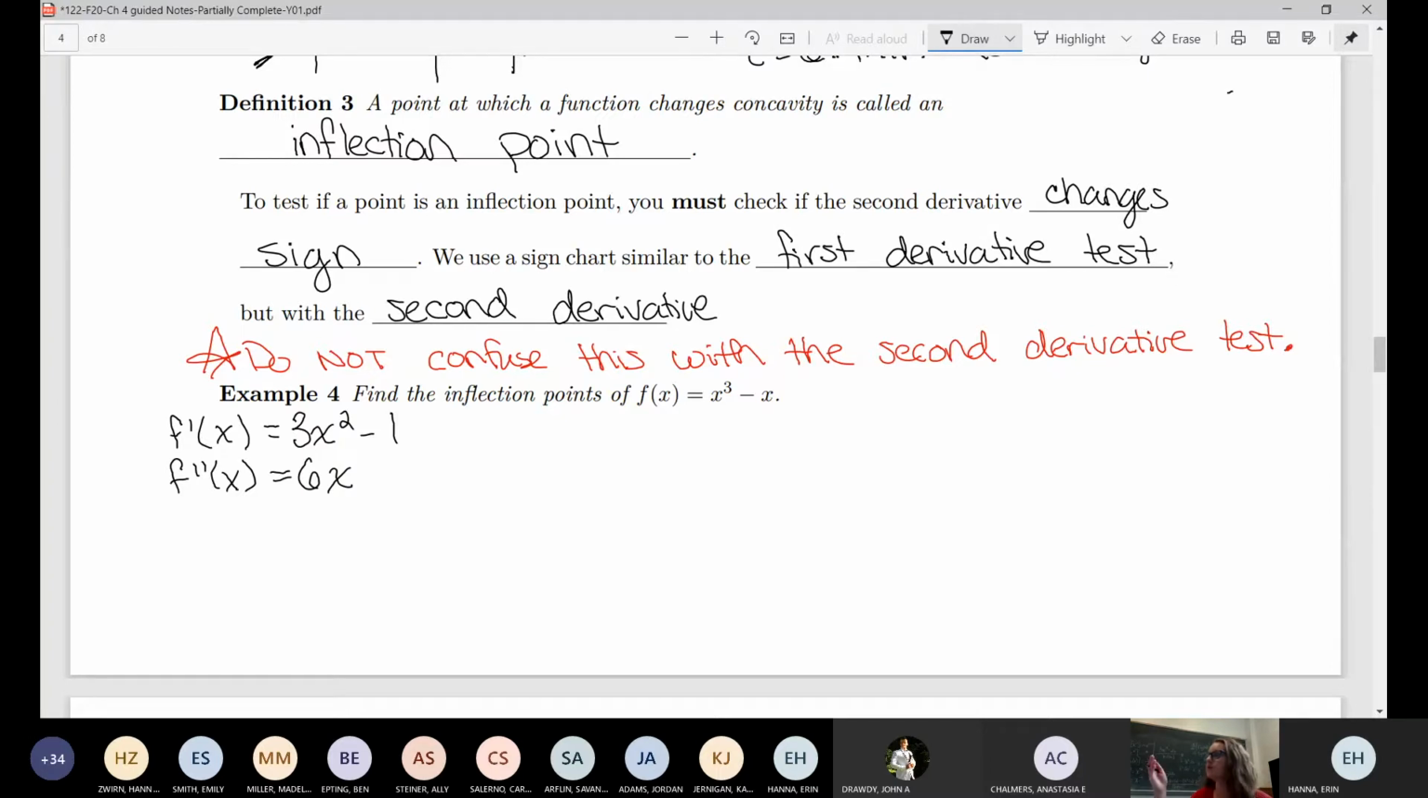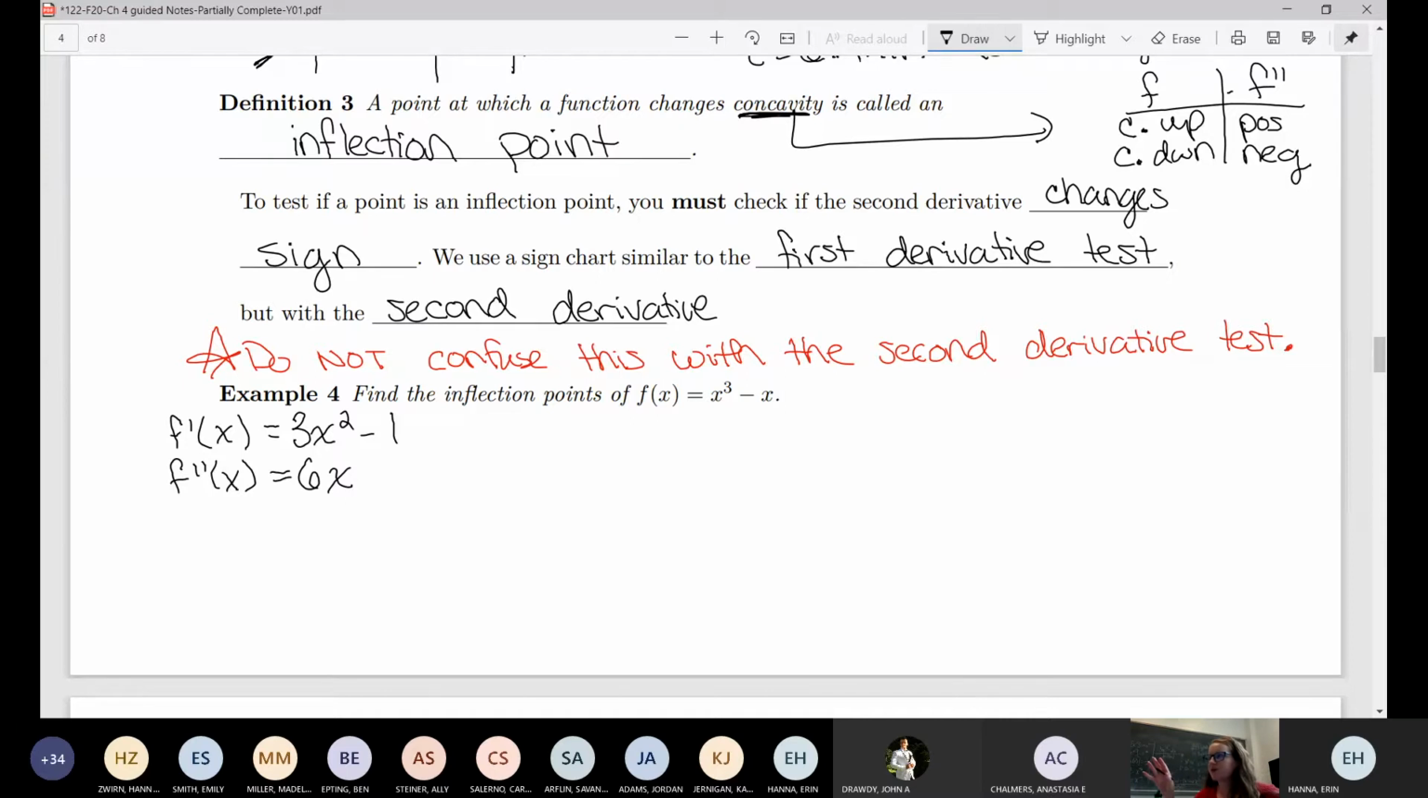So an inflection point is where the function changes concavity. But remember, we have this relationship between the original function and its concavity, concave up versus concave down, and the second derivative being positive or negative. And that's essentially what we're doing here. We want to find where the second derivative changes sign, which is essentially what we're doing with the first derivative test.